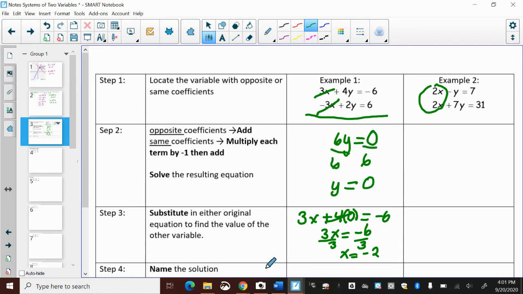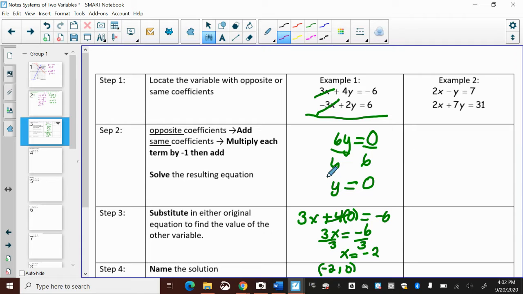And then we're going to name the solution. And remember before, we're looking for the intersection of points. So we're going to name it as an xy pair, negative 2 and 0. Okay, so let's change colors again. Let's erase here just so we can see what's happening.